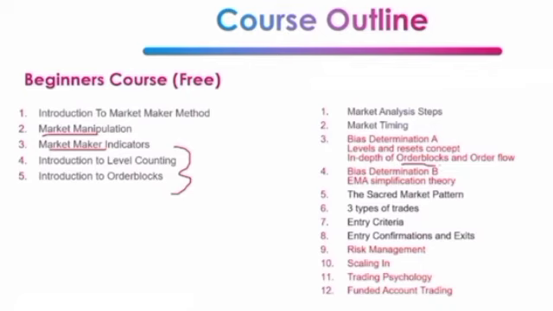Then 4, we'll talk about the bias determination, part B, where we'll review the EMA, exponential moving average simplification theory. Then 5, we'll talk about the sacred market pattern, the only pattern that you should be looking for on the charts, and the 3 types of trades and the entry criteria of those trades. We have criteria for you to actually reach a verdict of taking a trade. Then the entry confirmations and exits.